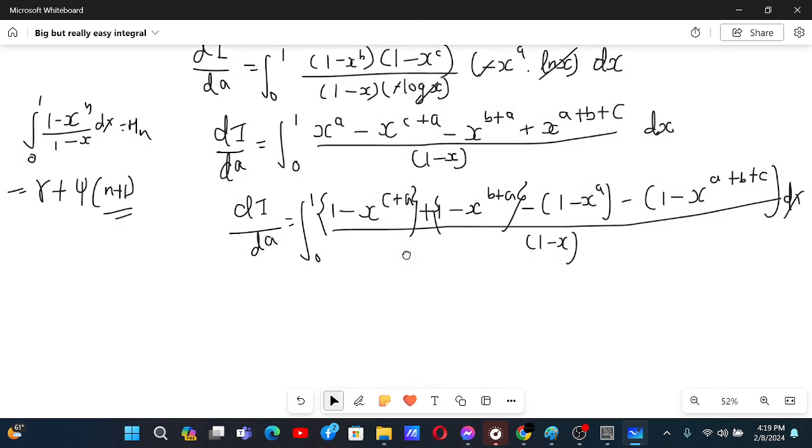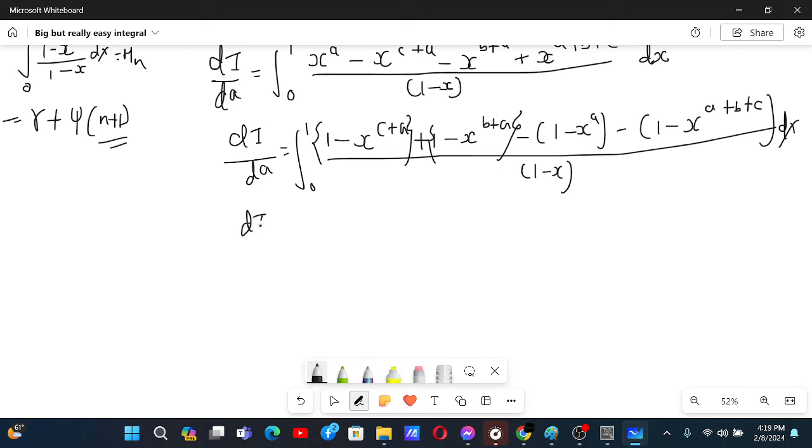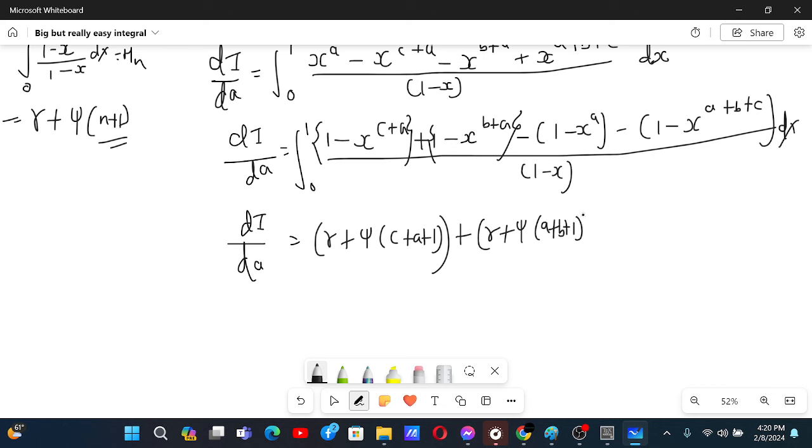If we do that, we will get dI by da, this as over here, that will be the Euler-Mascheroni constant plus digamma of c plus a plus 1. Over here, the Euler-Mascheroni constant plus digamma of a plus b plus 1. Over here, the Euler-Mascheroni constant plus digamma of a plus 1. And over there, the Euler-Mascheroni constant plus digamma of a plus b plus c plus 1.